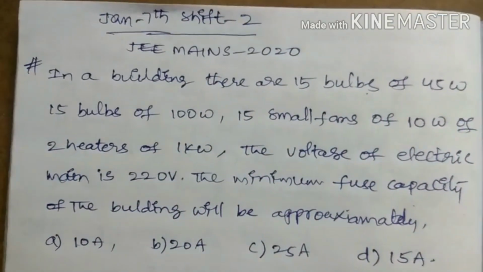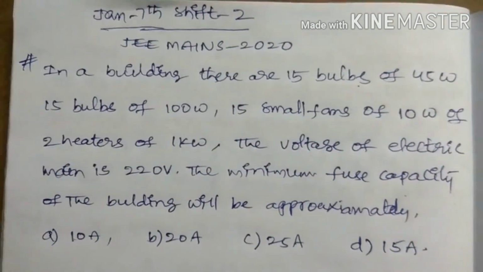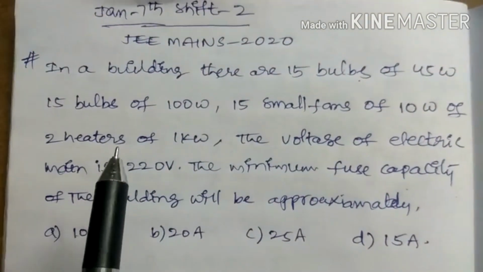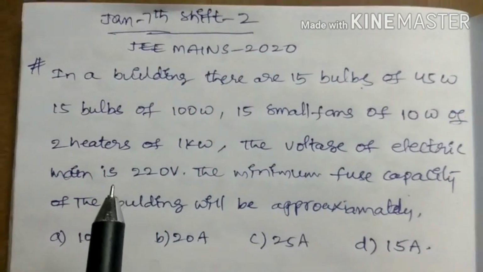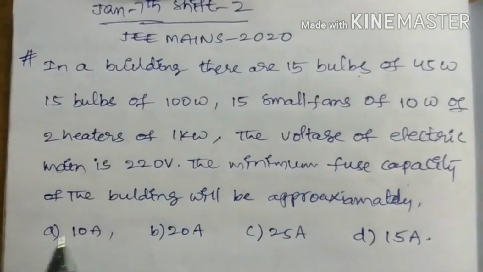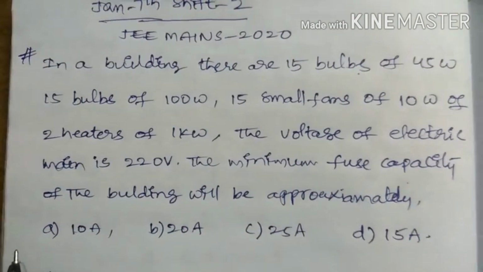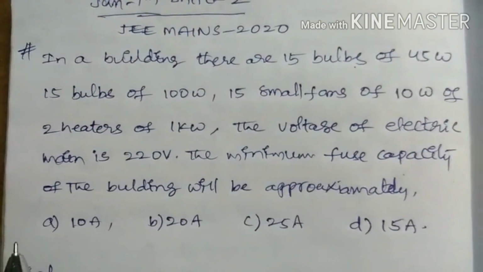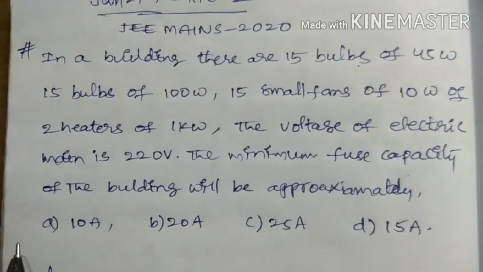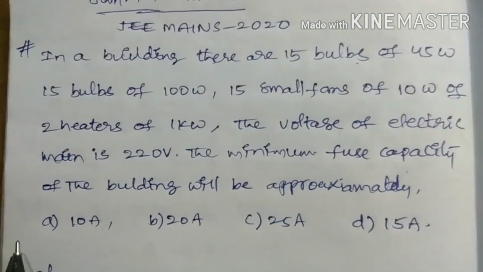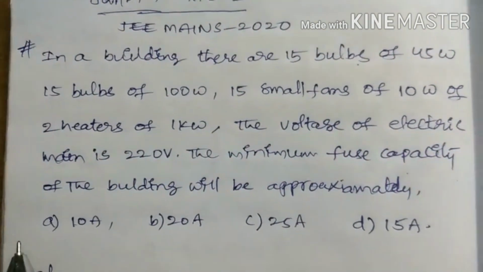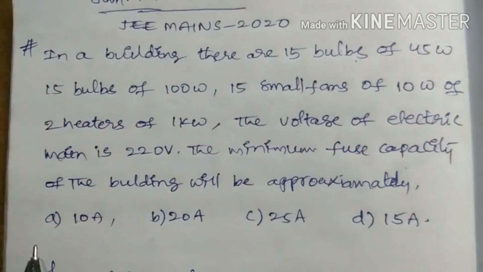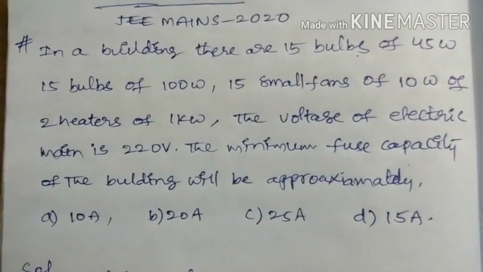Now, January shift 2, JEE Mains 2020, from current electricity. The question is: in a building there are 15 bulbs of 45 watts, 15 bulbs of 100 watts, 15 small fans of 10 watts, and 2 heaters of 1 kilowatt. The voltage of the electric mains is 220 volts. The minimum fuse capacity of the building will be approximately. The options are 10 ampere, 20 ampere, 25 ampere and 15 ampere.